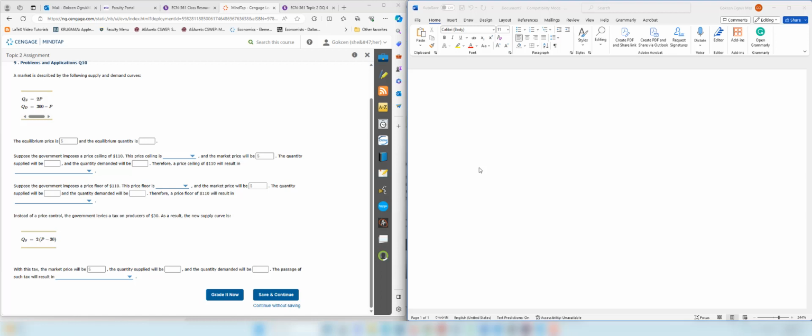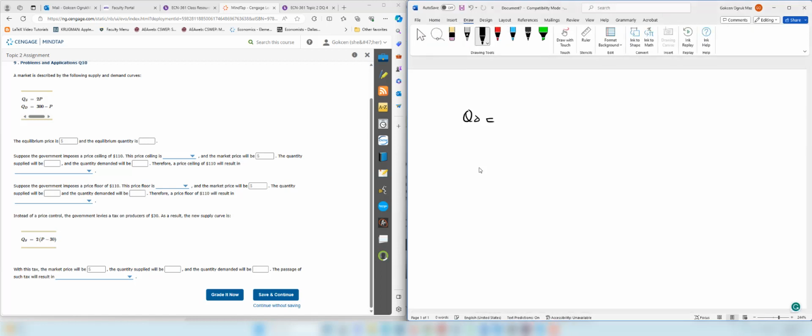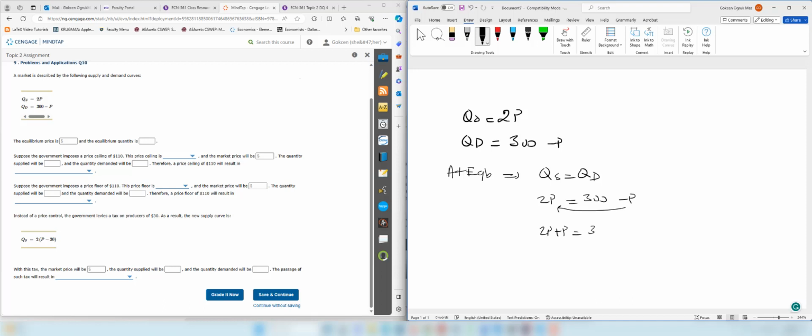Let's do that. QS is equal to 2P and quantity demanded is 300 minus P. At equilibrium, remember, QS equals QD. So 2P is equal to 300 minus P. So we can solve for P. I move P here. So 2P plus P is equal to 300. 3P is equal to 300. So P is 100. So we find the equilibrium price.